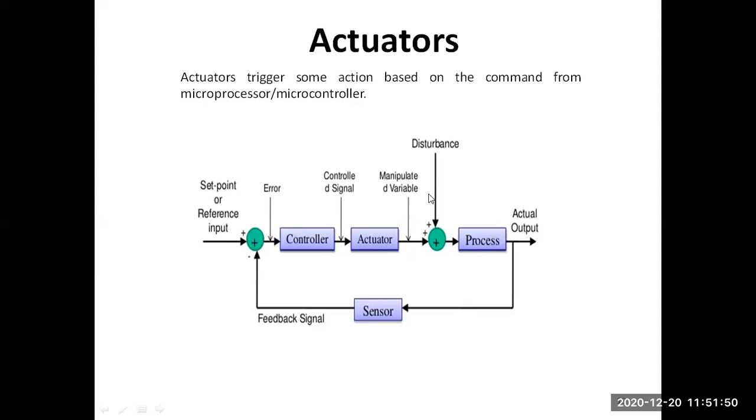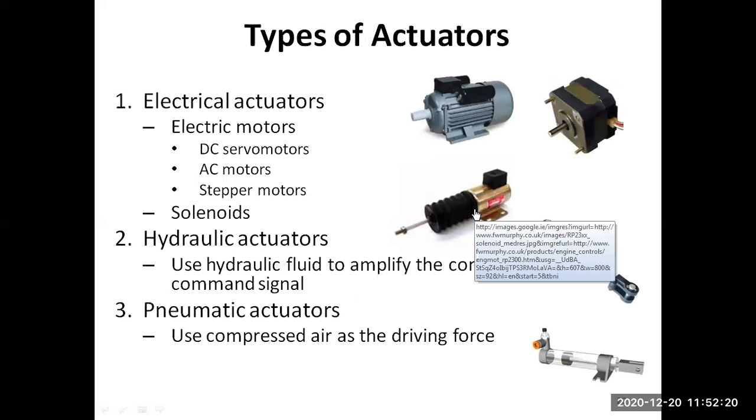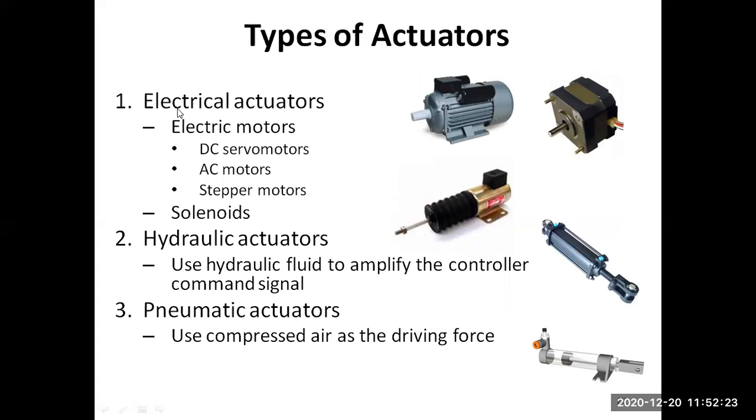It might so happen that it gets affected by disturbances as well. Then this will again be reported by the sensor. The moment there is a discrepancy between the set point and the observed value, based on the error, the controller will again correct itself and give the right amount of command to the actuator through the control signal. The actuator will give a higher or lower value as the situation requires, and the process will react accordingly. So there are different types of actuators. We can have electrical actuators, hydraulic actuators, and pneumatic actuators, right? Under electrical actuators, we can have electrical motors or solenoids.